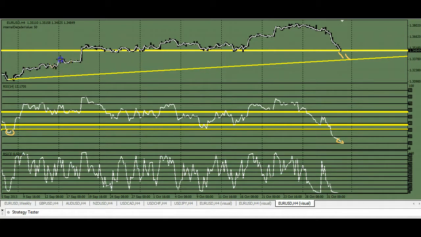And I also have the possible revisiting of this triangle, which is always a classic move in Forex, to always revisit the apex of a triangle or the very starting gate. So let's play this back, see how this thing unfolds.